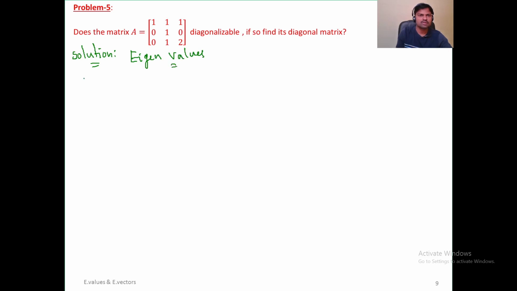Eigenvalues I want. Then determinant of A minus lambda I equal to 0. This is the characteristic equation, so by using this we can find the eigenvalues. So that implies, A is [1 1 1; 0 1 0; 0 1 2]. This is A minus lambda into the identity matrix [1 0 0; 0 1 0; 0 0 1].